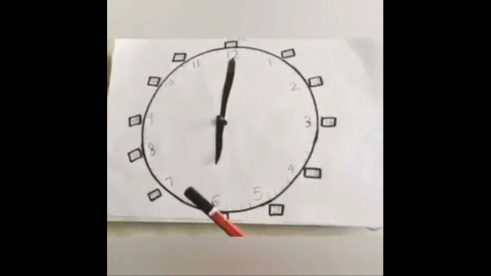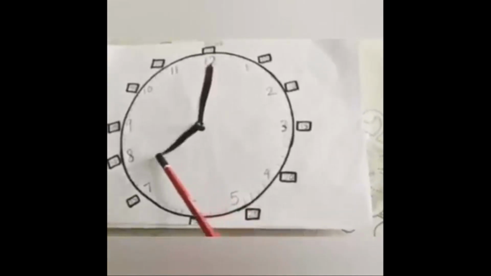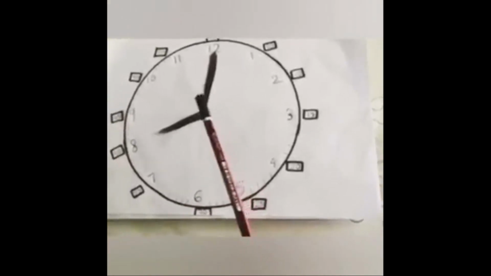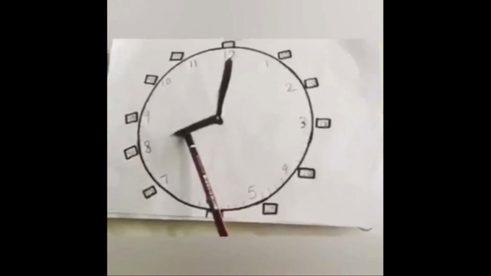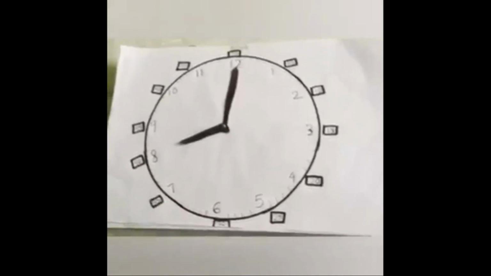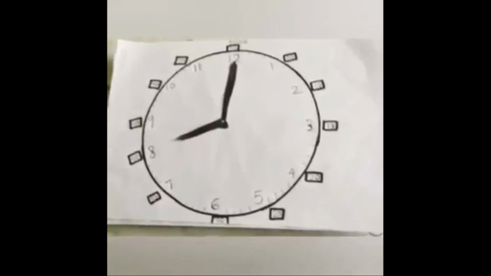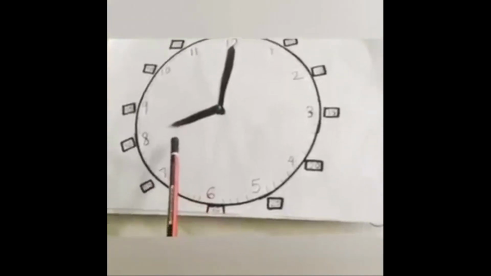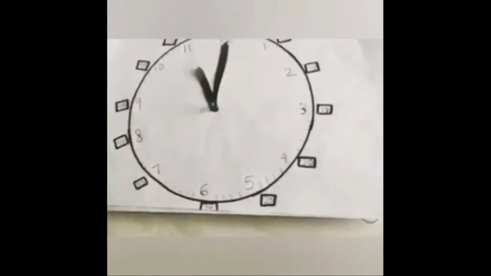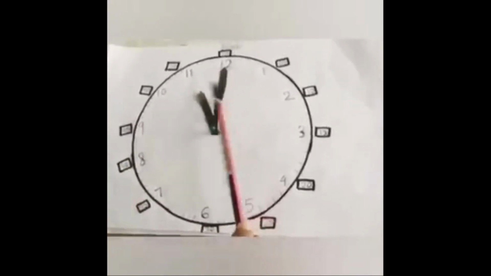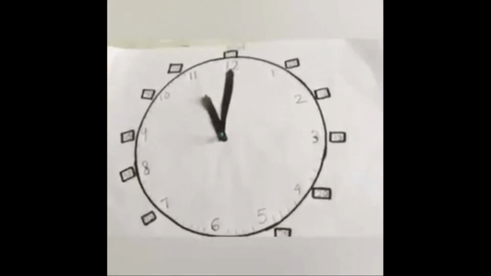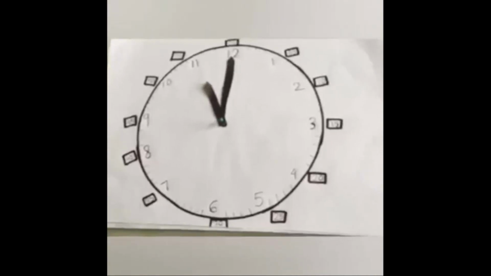Let's move the small hand again. I'm moving it to 8 and the big hand is still indicating 12. So what is the time now? Yes, it is 8 o'clock. Okay, let's move the small hand again and now it is indicating 11 and the big hand is indicating 12. So the time is 11 o'clock. I hope you have understood how the small hand works.